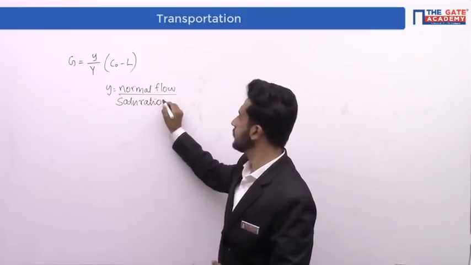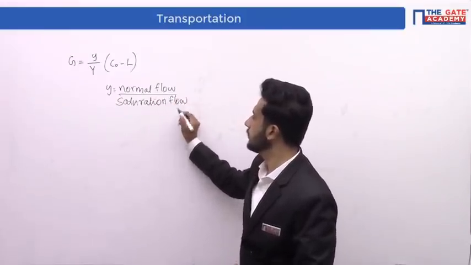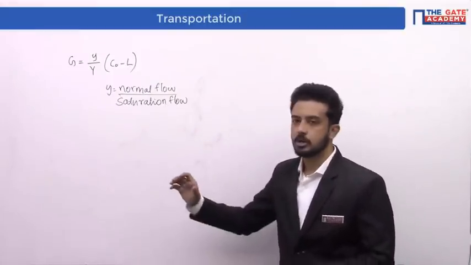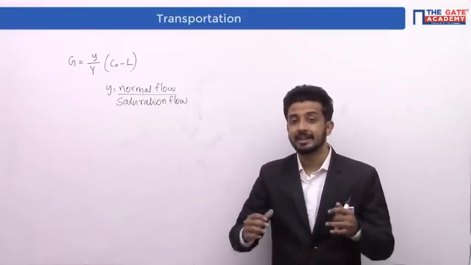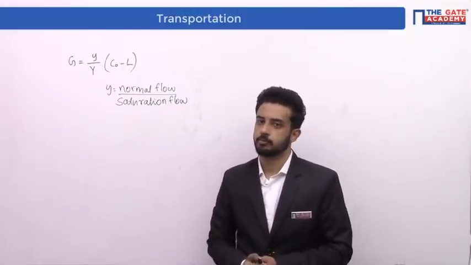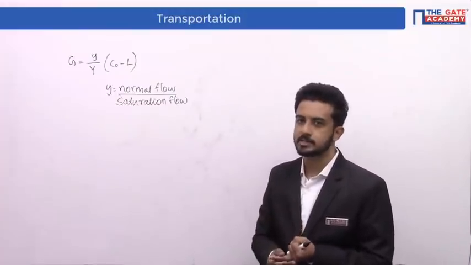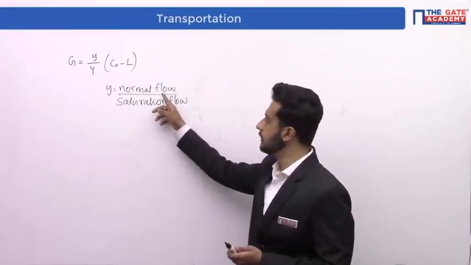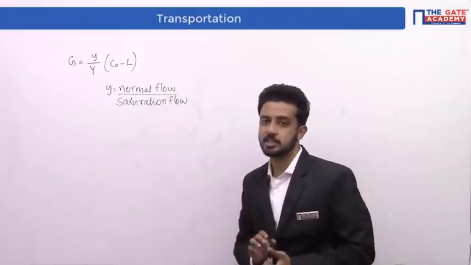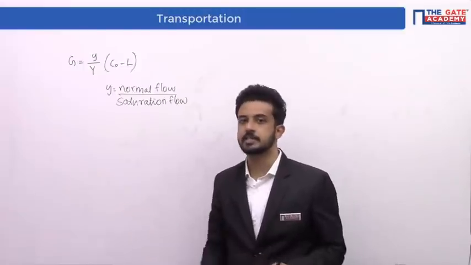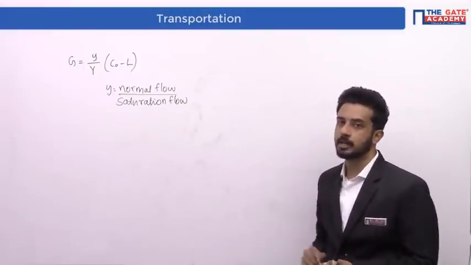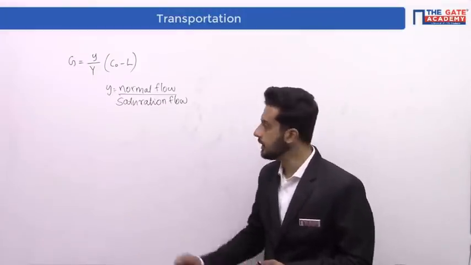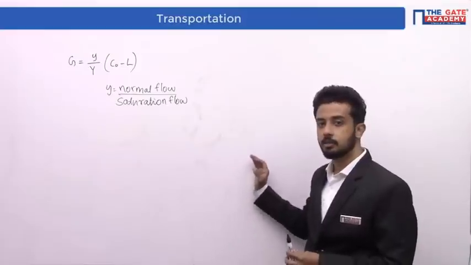Normal flow to saturation flow, correct? The ratio we call as small y. So how many phases we are having, that many ratios we will be having. Understood? If it is a two phase, then we will be having two ratios, because we are having two sets of normal flow and saturation flow. If it is a three phase signal, three ratios we will be having: Y1, Y2, Y3. If it is a four phase signal, Y1, Y2, Y3, Y4.